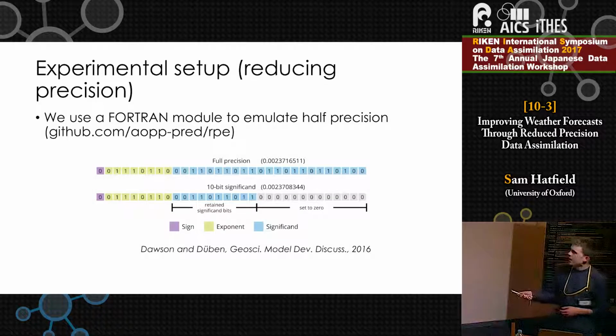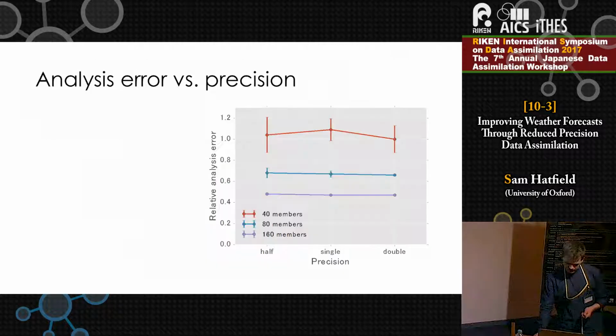This is very briefly how it works. You choose how many bits you want to keep, and all of the bits after that are set to 0, so they have no effect on the value. And I won't go into detail, but there's also a similar way to reduce precision in the exponent as well.